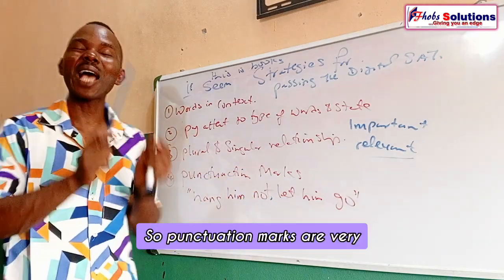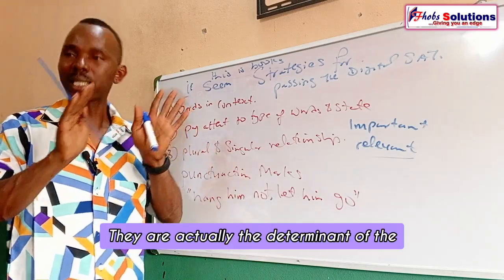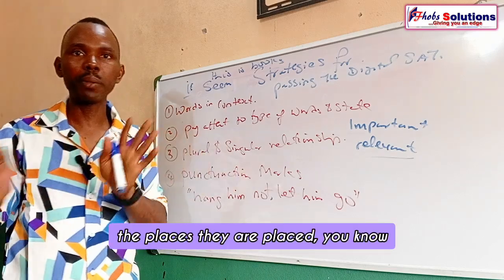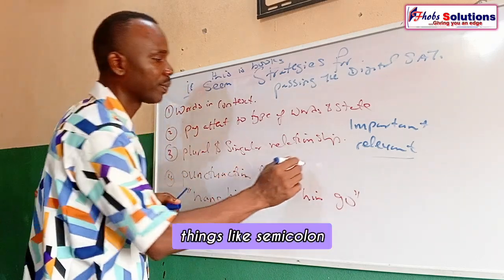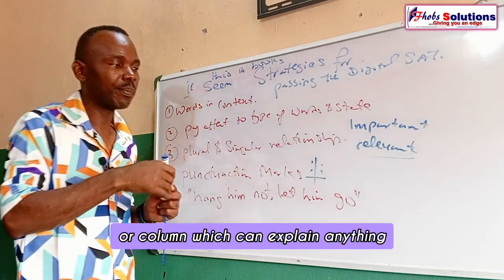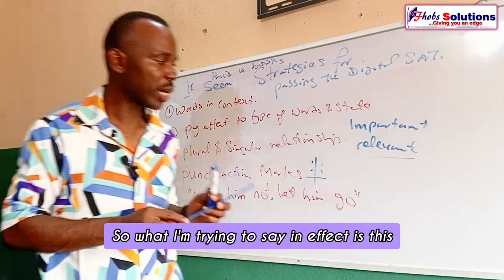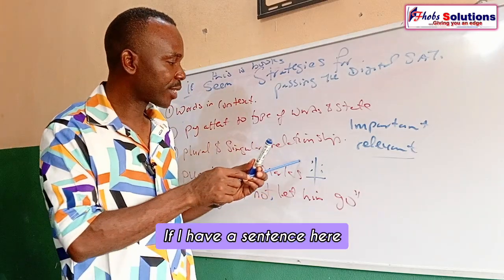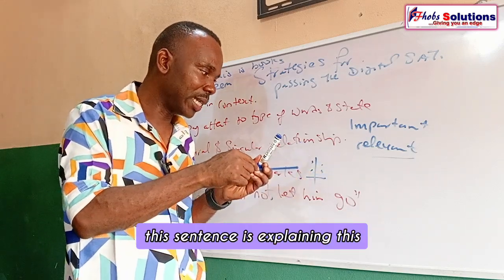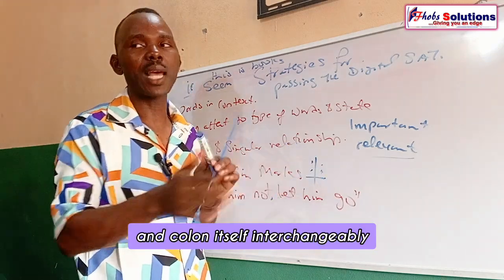So punctuation marks are very, very important in sentences. They are actually the determinant of the meaning of sentences. The way they are used, the places they are placed, things like semicolon or colon, which can explain anything that is coming after it. So what I'm trying to say in effect is this. If I have a sentence here and I have a sentence here, and this sentence is explaining that which came before it, I can use semicolon and colon interchangeably.